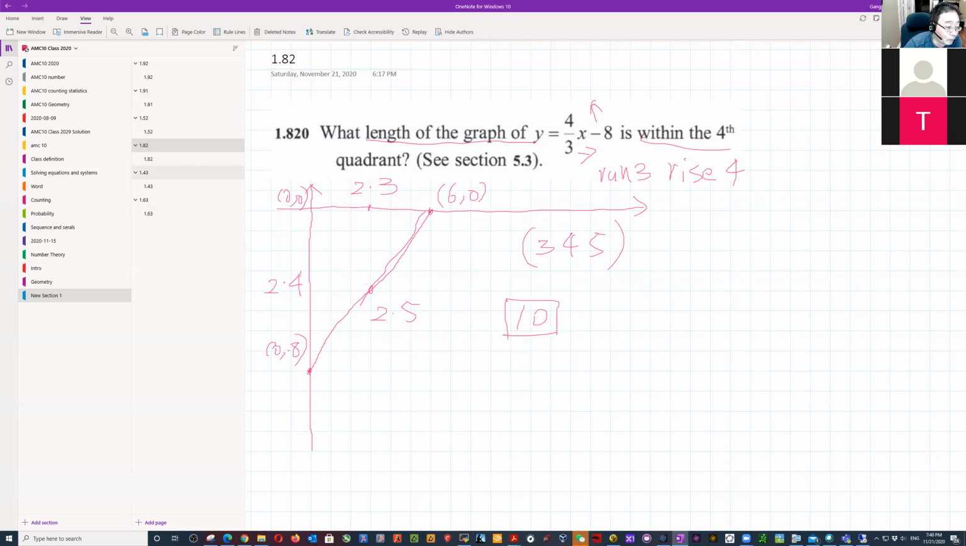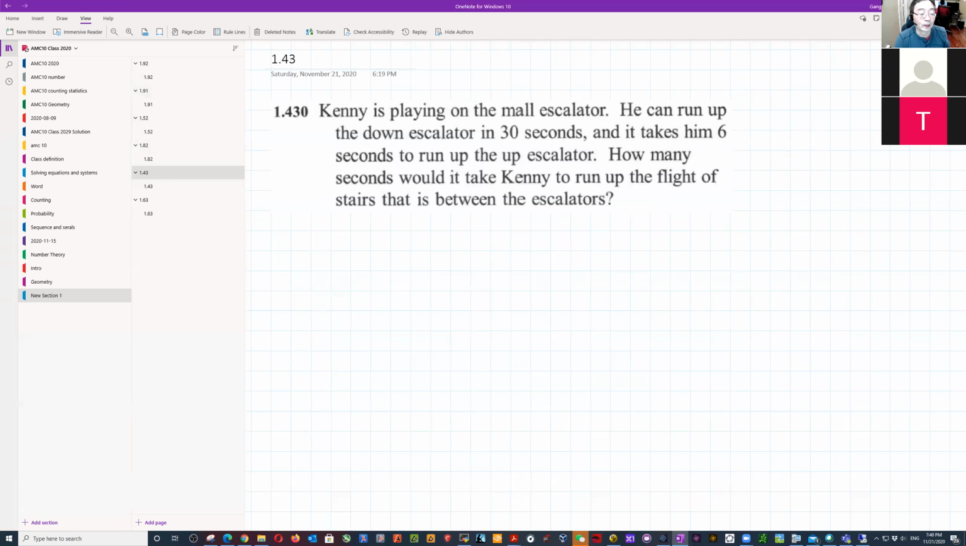And let's do this problem. Kenny is playing on the mall escalator. He can run up the down escalator in 30 seconds. So basically the escalator is moving down this way. Actually, the escalator is moving up. He is running down an up escalator, which takes 30 seconds, and taking 6 seconds to run up the up escalator.